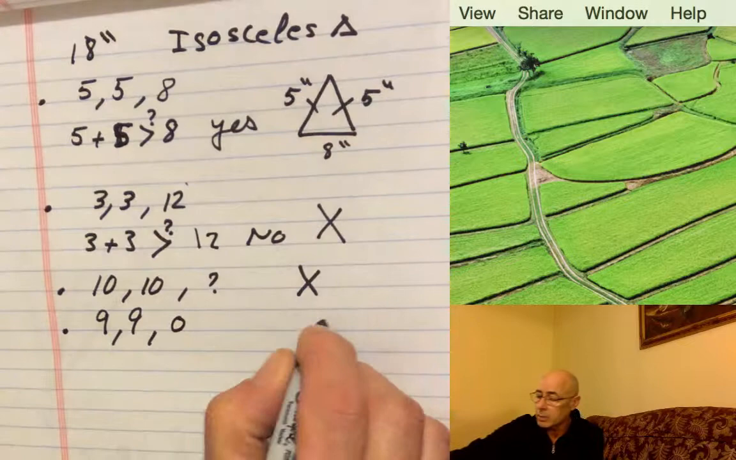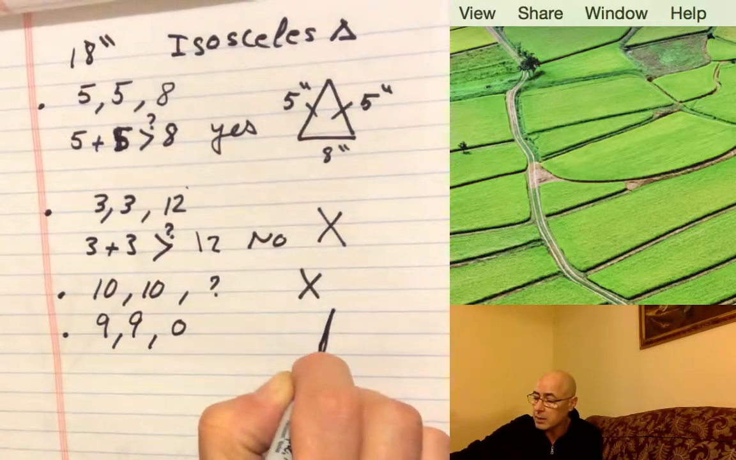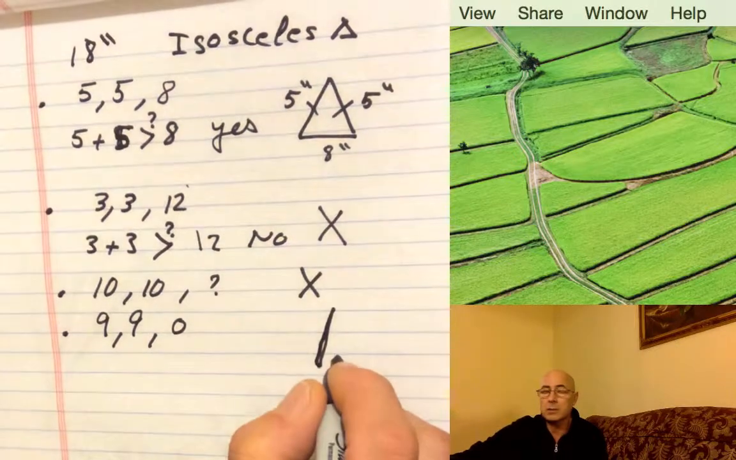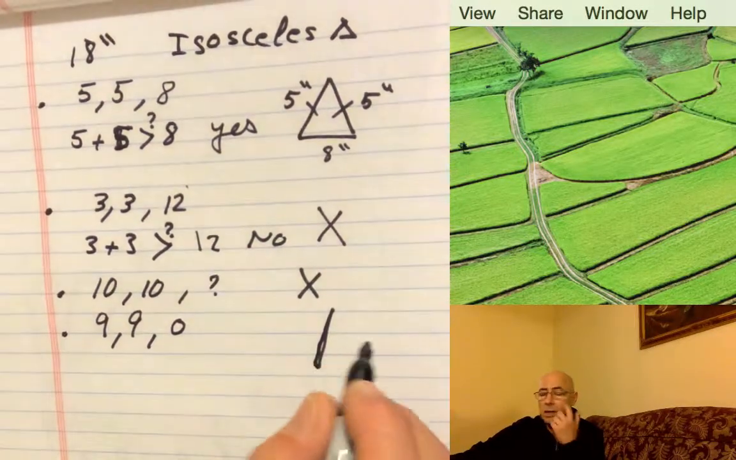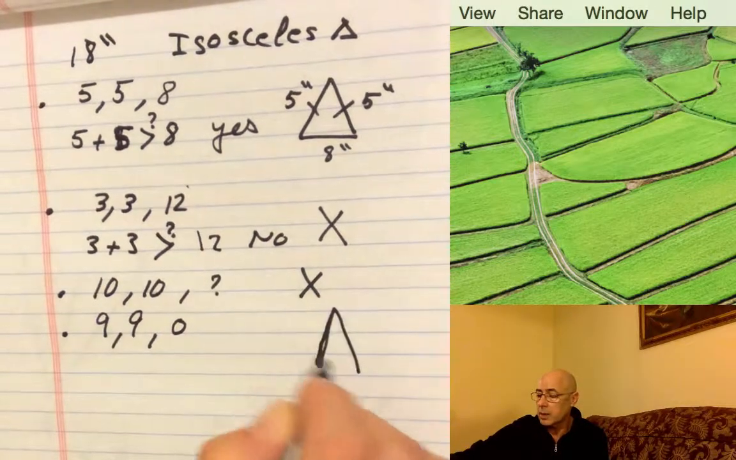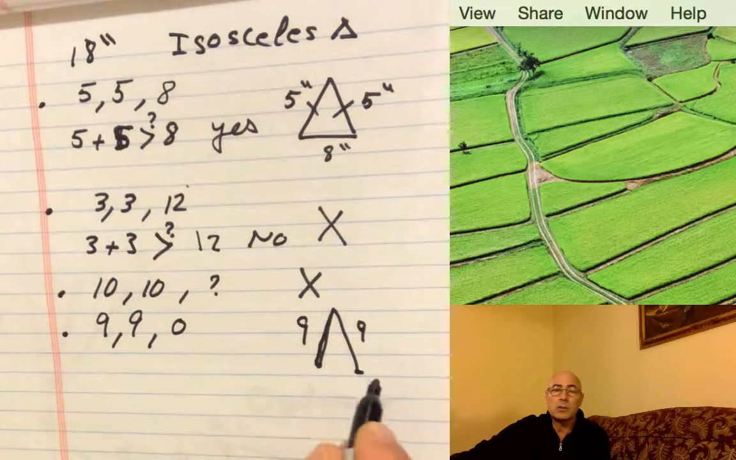It's going to look something like this: 9, another 9, and there is nothing left to make the third side. You're not going to have a piece left to close the triangle. Like I can't put the 9 like this, 9 like this, then nothing is left to close this triangle.